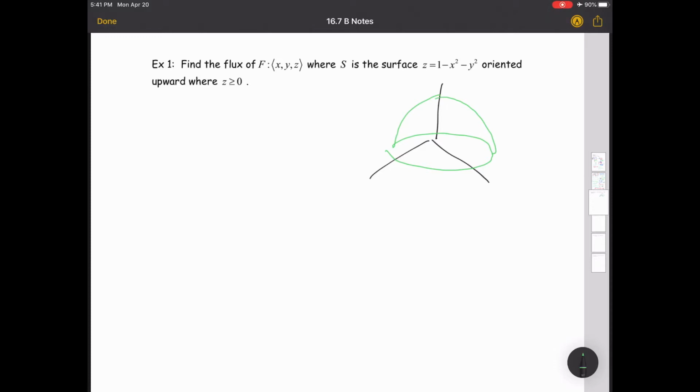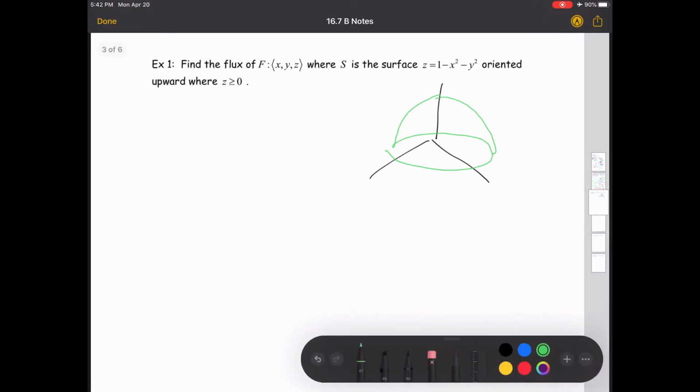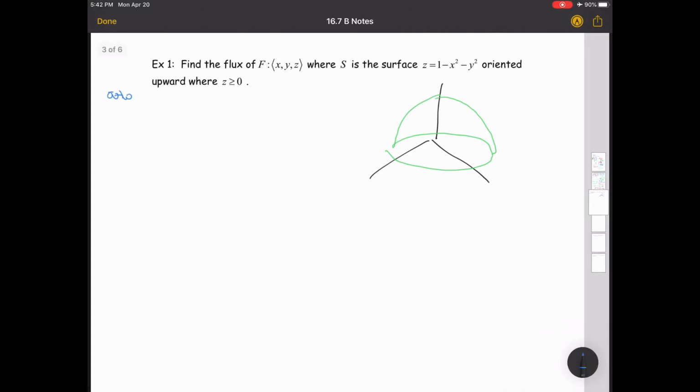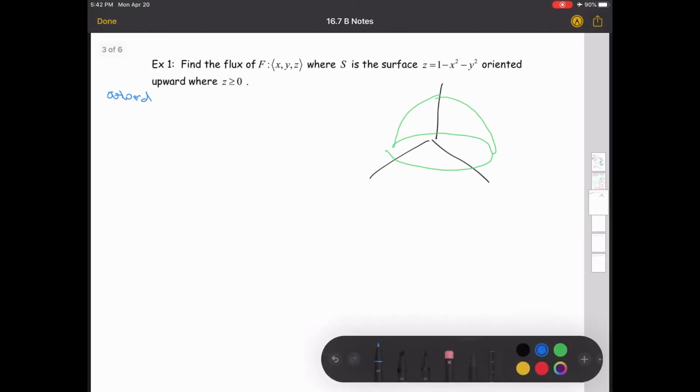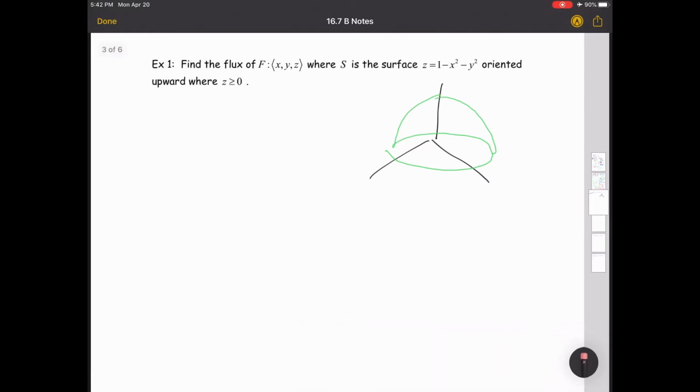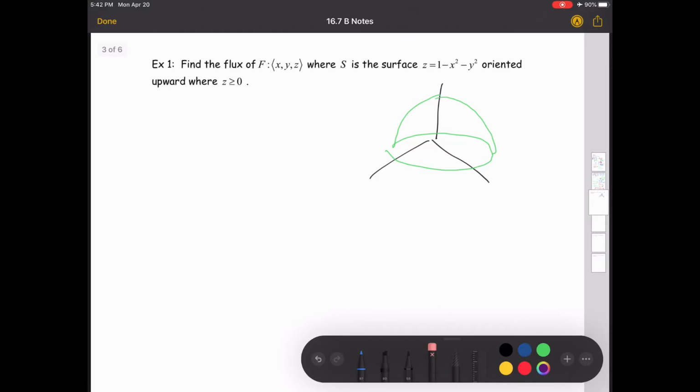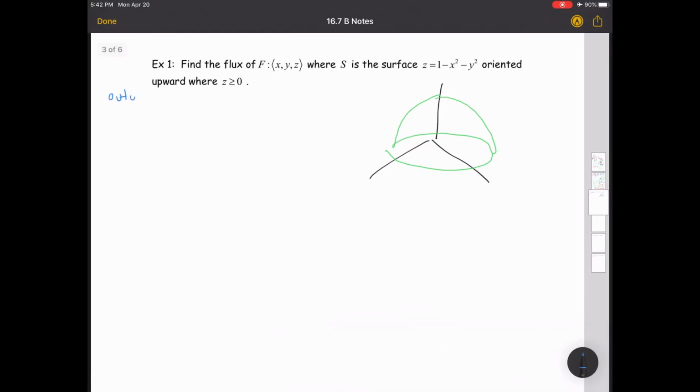So what it says is we want to find the flux oriented upward. Upward in this case, and most of the time it's going to tell you outward. Outward, which means away from the center. Away from the center of your figure.